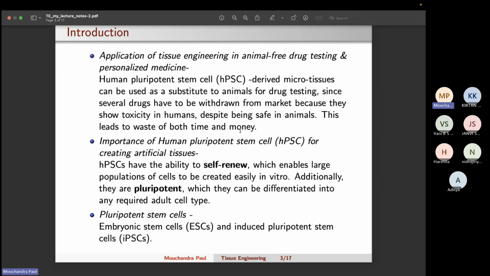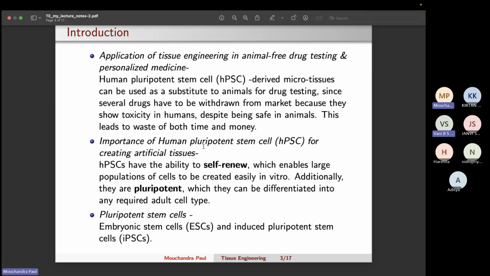So in order to circumvent this, many researchers around the world are working to make artificial tissue constructs which can act as a substitute to animal models. And these artificial tissue constructs can be used for drug testing as well as for making personalized medicine. All right. Now this is the one thing.